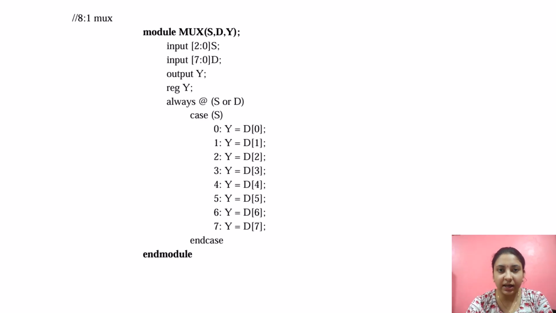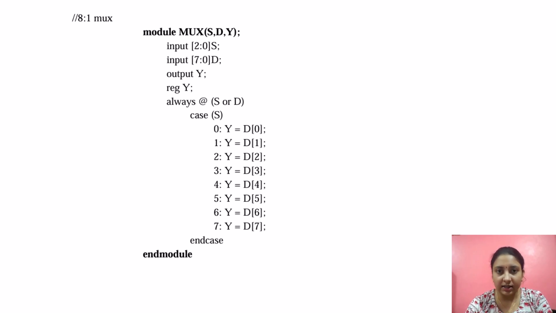8:1 multiplexer. Here there are 3 selector lines and 8 input lines and 1 output line. Input 2:0 S is 3-bit selection input, which determines which of the 8 lines to be selected. Input 7:0 D is 8-bit data input. This represents possible values that can be selected based on the value of selection input S. Output Y. Output of the multiplexer.